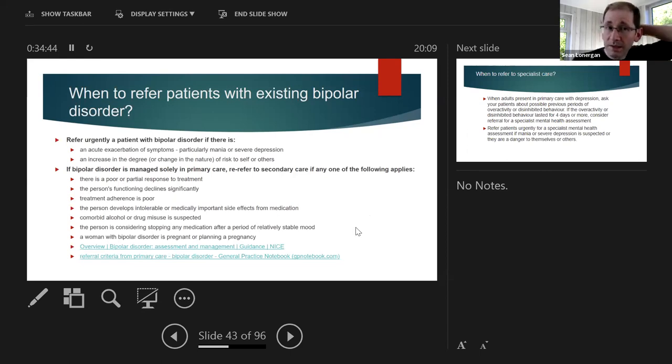So if bipolar disorder is managed solely in primary care, you can refer or re-refer to secondary care if any one of the following applies. There is a poor or partial response to treatment. The person's functioning declines significantly. Treatment adherence is poor. The person develops intolerable or medically important side effects from medication. Comorbid alcohol or drug misuse is suspected. The person is considering stopping any medication after a period of relatively stable mood. A woman with bipolar disorder is pregnant or planning a pregnancy. Again, unless you feel comfortable and confident that these concerns can be managed, but certainly it's a consideration at that point for potential referral on for specialist care or treatment.